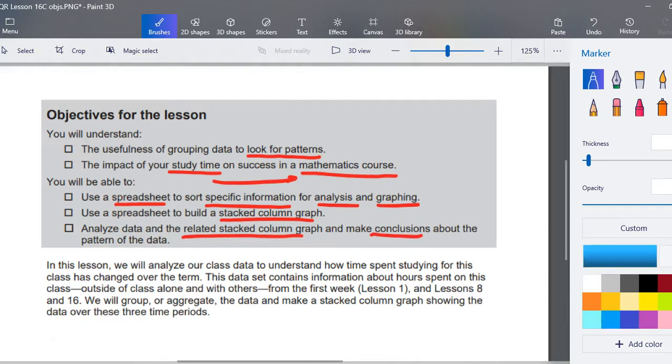So in this lesson, we're going to analyze our class data to understand how time spent studying for this class has changed, probably, possibly, or hopefully, over the term, over the semester. This data set contains information about hours spent in this class, outside of class alone, and with others from the first week and lesson 8 and lesson 16. We're going to group, or what we call aggregate, the data and make a stacked column graph showing the data over these 3 time periods.